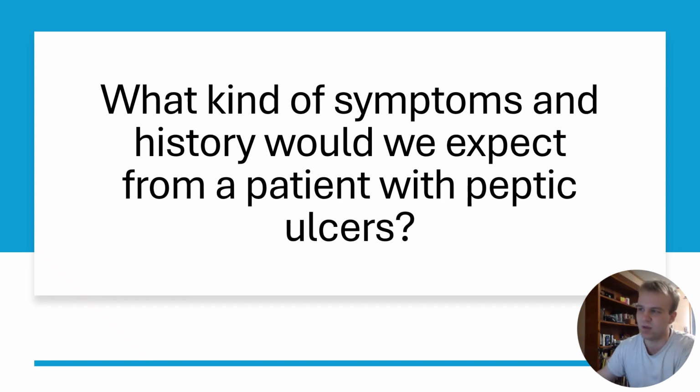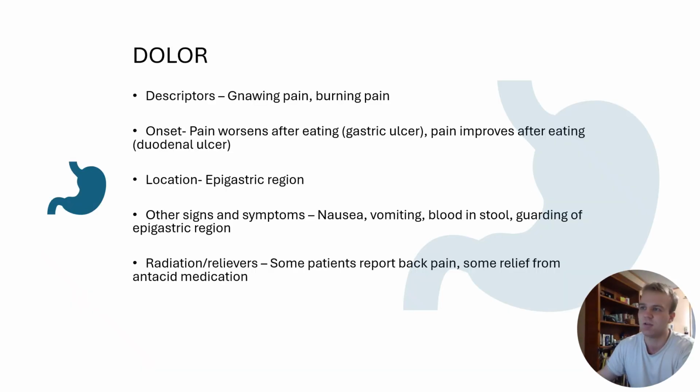So what kind of symptoms and history would we expect from a patient with peptic ulcers? So I decided to do a mnemonic here. Descriptors: mainly you get gnawing pain and burning pain. The onset: pain worsens after eating. When there's gastric acid, so there's higher acid levels in your stomach, it will hurt more, and that's in the gastric ulcer. On the other hand, pain can improve after eating if it's a duodenal ulcer.